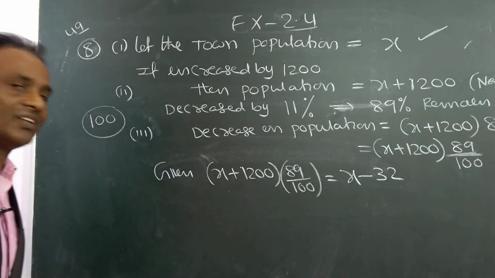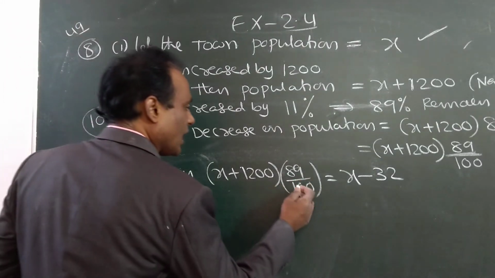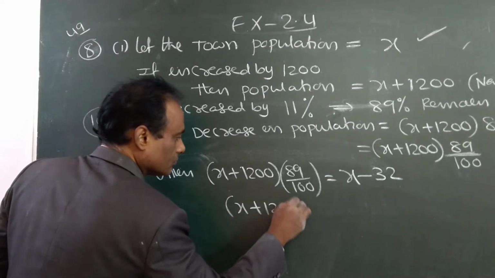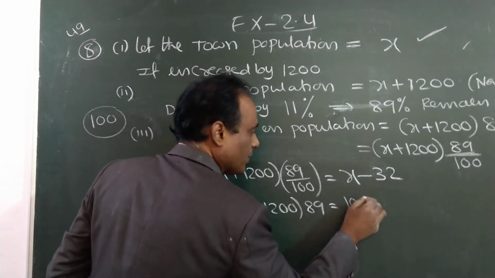Now simplification. Write these steps and after that I will simplify. I will take 100 to the right side. 100 division means it will become multiplication.